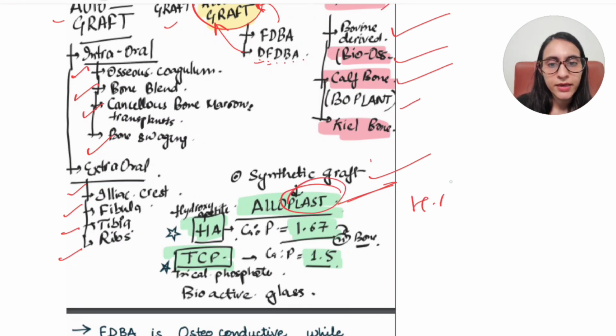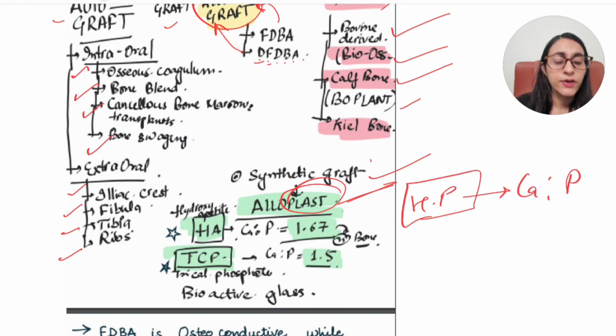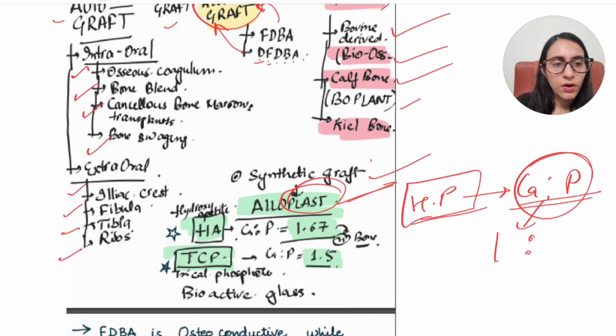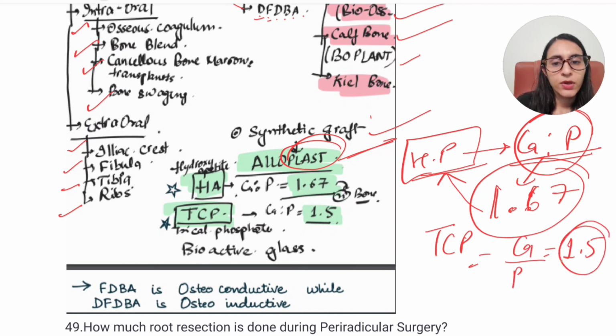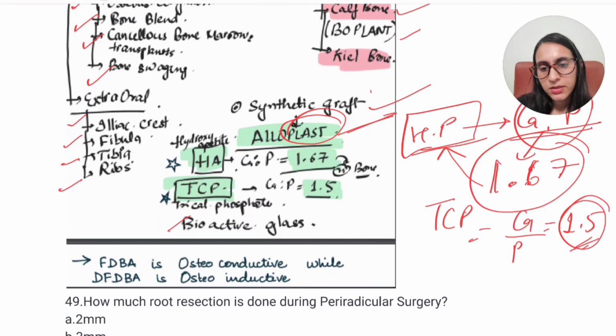The ratio of hydroxyapatite. In the hydroxyapatite, the ratio of calcium to phosphate is very important from an exam point of view. The ratio in the hydroxyapatite, calcium to phosphate, is 1.67. So calcium to phosphate is 1.67, and this is in normal hydroxyapatite, the normal bone. While in case of tricalcium phosphate, the calcium to phosphate ratio is 1.5. So this is again asked in the exam. This is bioactive glass and is certain times asked.